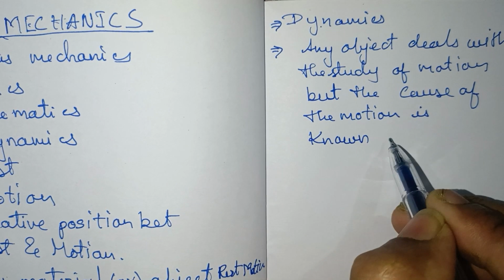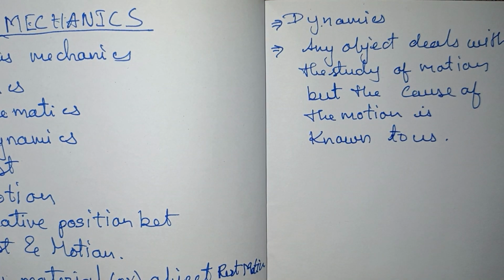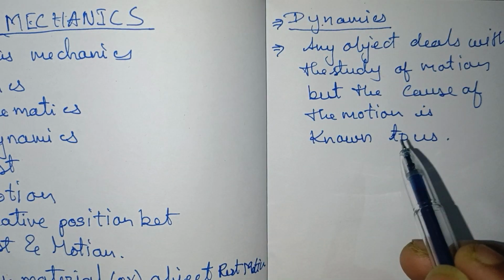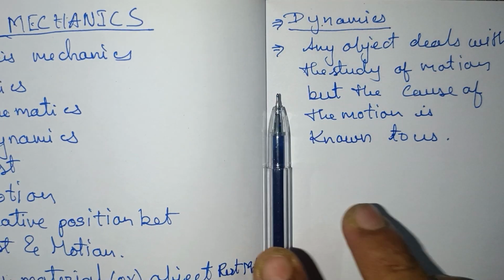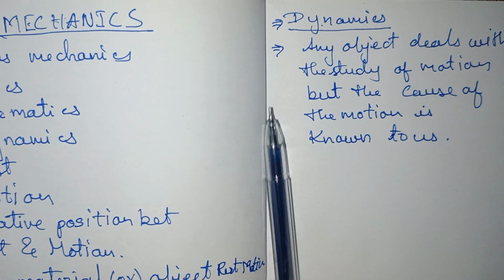Cause of the motion is known to us. They are said to be dynamics. So in the case of dynamics, the object is dealing with the study of motion. That is true, but it is talking about the causes of the motion there. They are called dynamics.